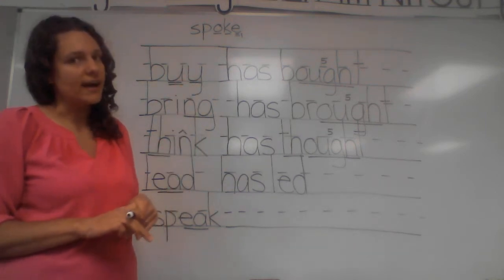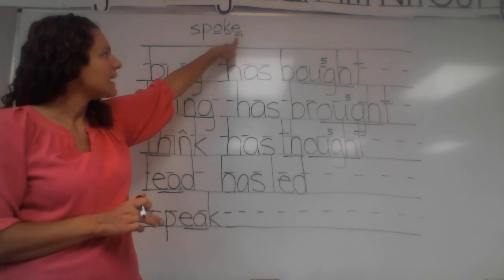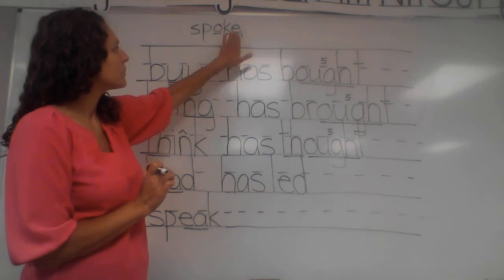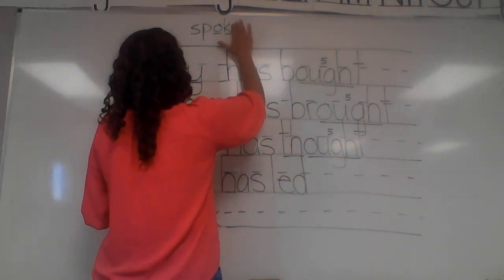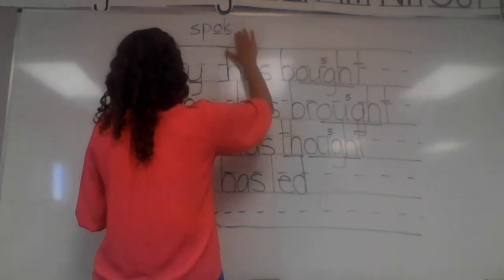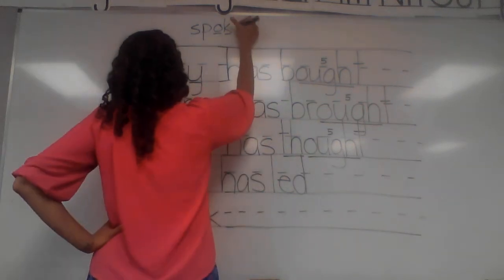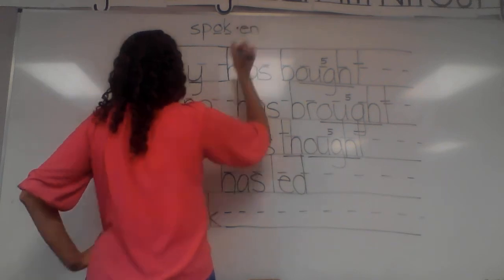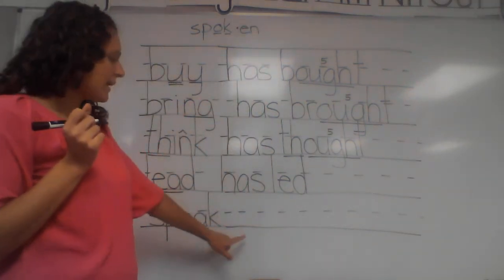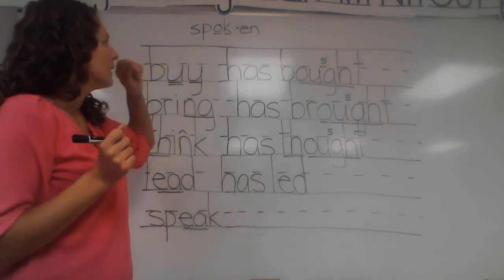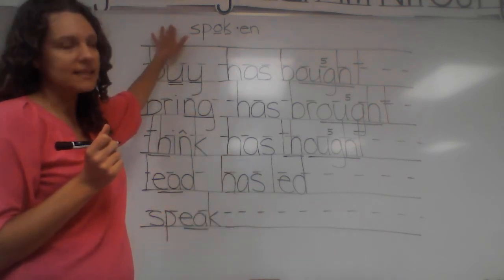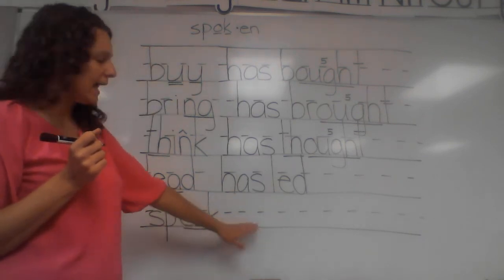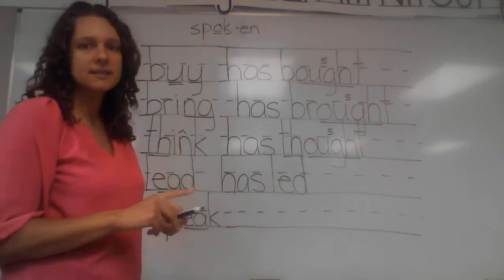And of course, since we're adding a vowel suffix and this ends with a silent final e, we are going to drop it. Okay, so we're going to drop our silent final e. And then add n. All right, so for our past participle for speak, it's has spoken. So we have spoken here. We've got to add in the helping verb. So I want you to write has spoken next to speak.